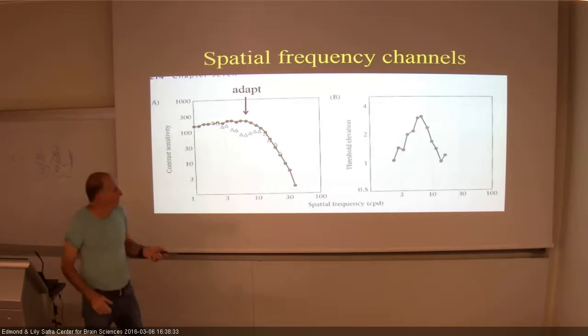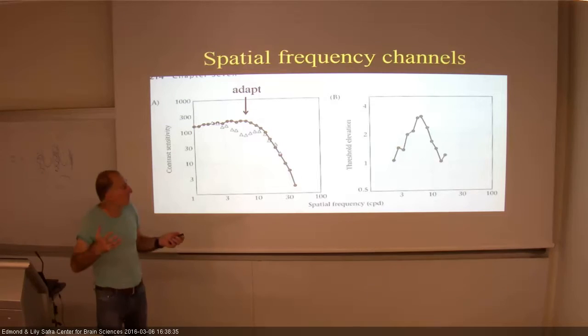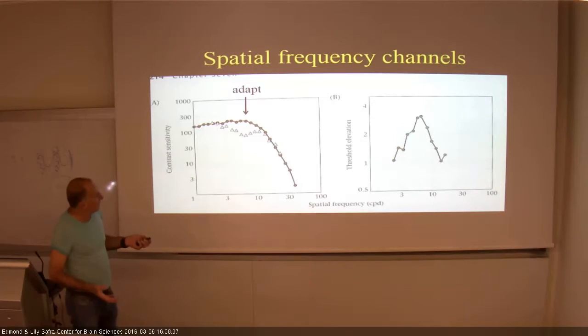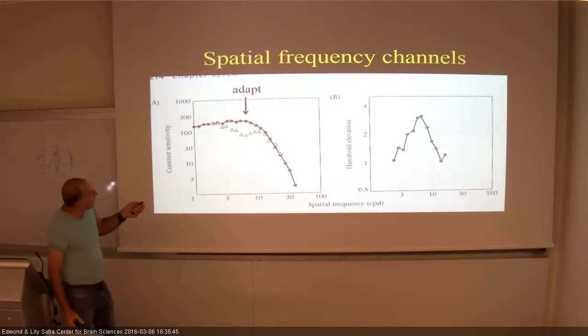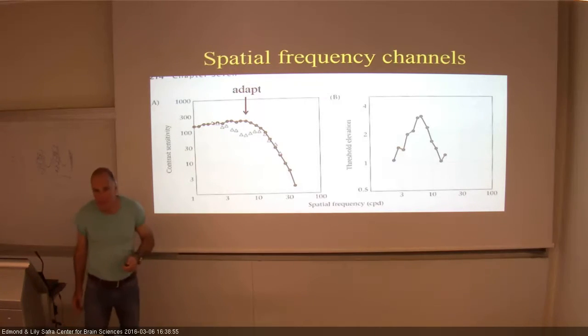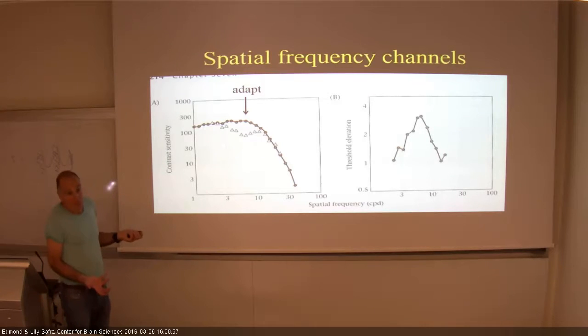And now what I do is present you gratings of different contrast, and you have to say, is there a grating there, or is there just noise? What you see is, if you adapt to a specific spatial frequency, you get a drop in the contrast sensitivity, and that's presented here by the triangles. And the drop is specific. It's not for all spatial frequencies. It's for the spatial frequency of the adapting stimulus.